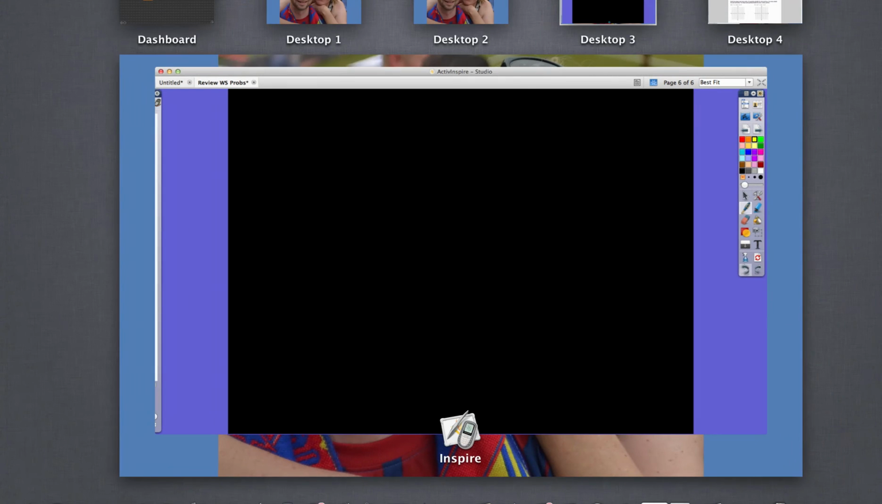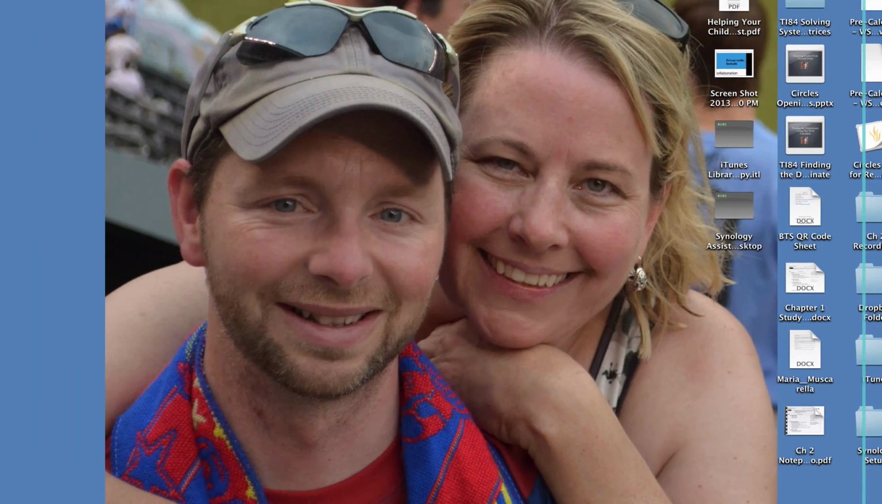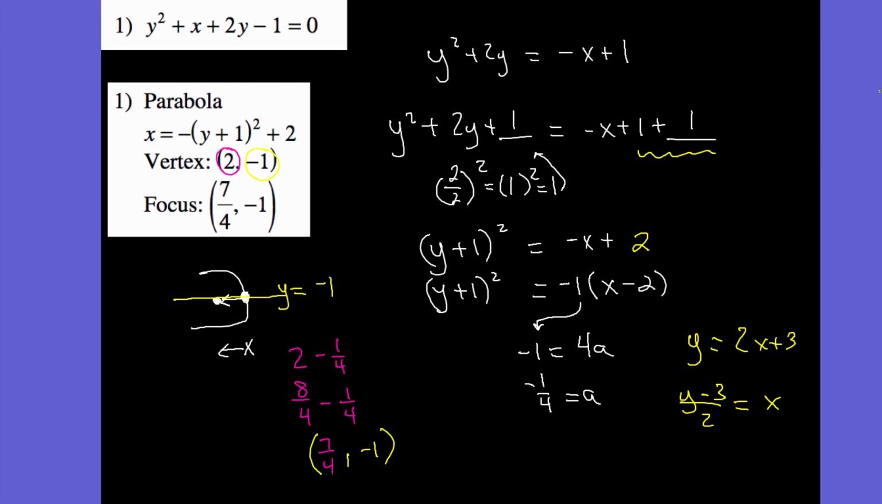All right, what else you guys got? Like for the directrix, is it the same distance as the focus but on the opposite side? Yep. Yeah, that's a really good question.